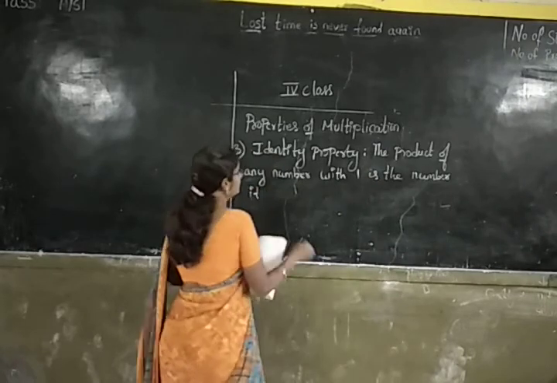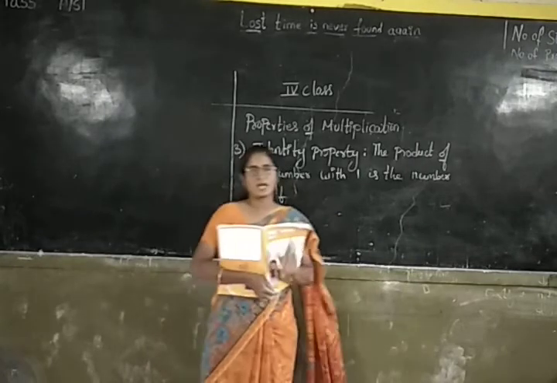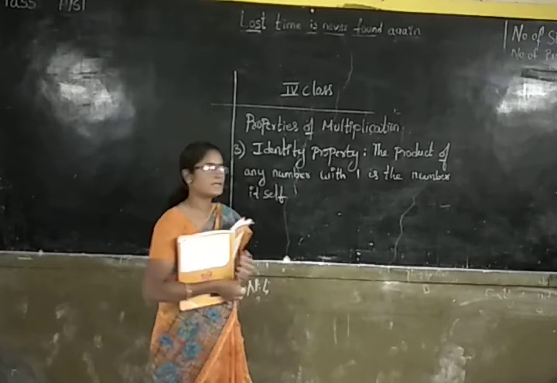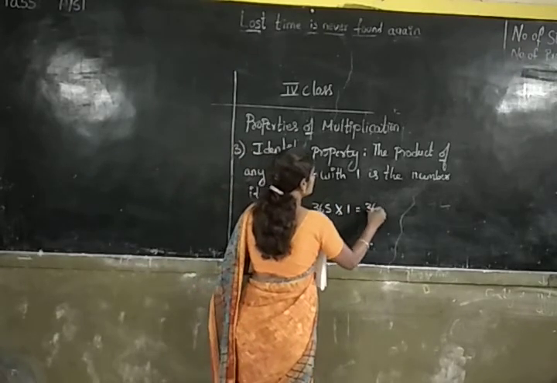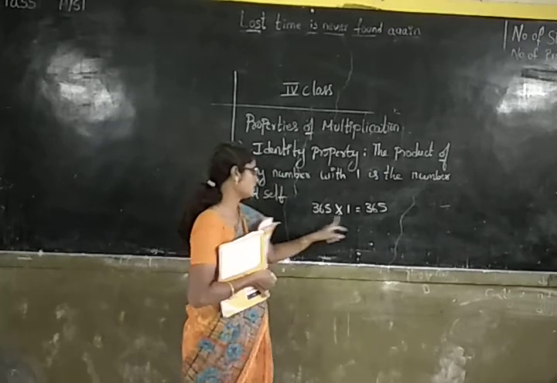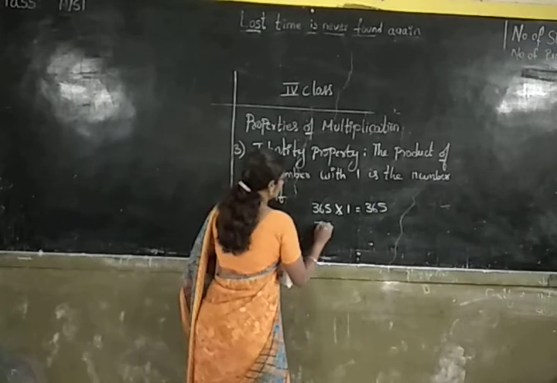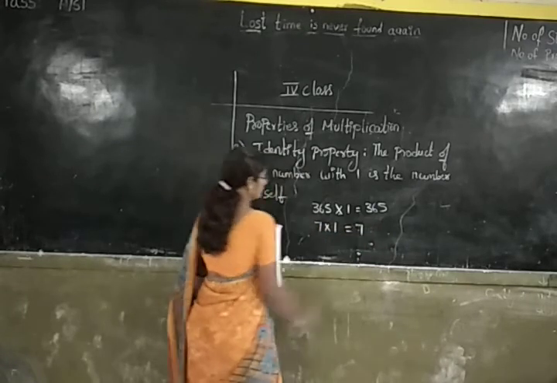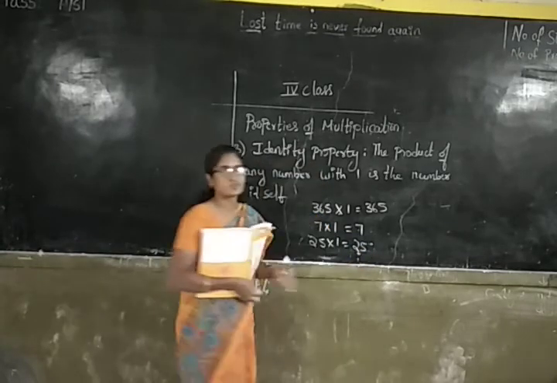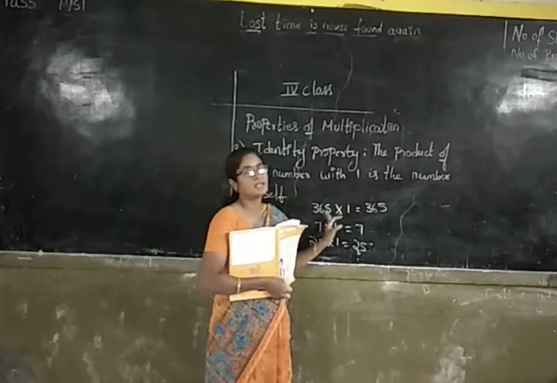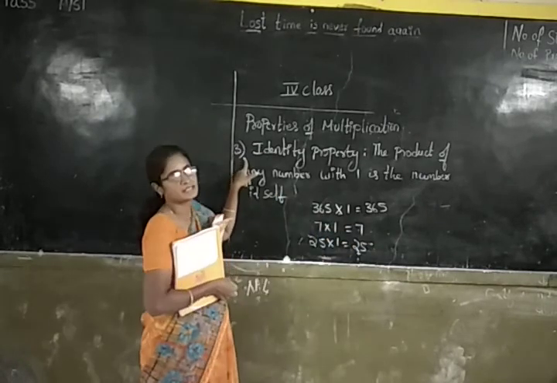The product of any number with 1 is the number itself, which means that when we multiply a number with 1, we will get the same number. For example, 365 into 1 is equal to 365. So we are multiplying 365 by 1, but the product is 365 only. Similarly, 7 into 1 is equal to 7 and 25 into 1 is equal to 25. So when we multiply any number with 1, the result is the same number. This is called the identity property.